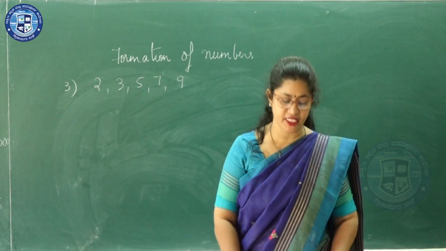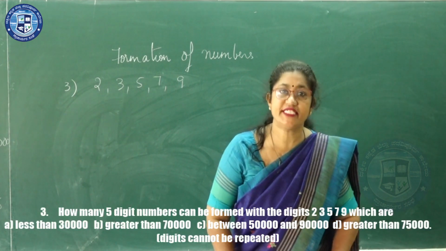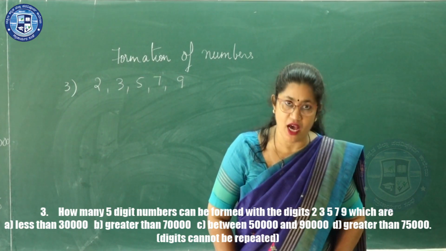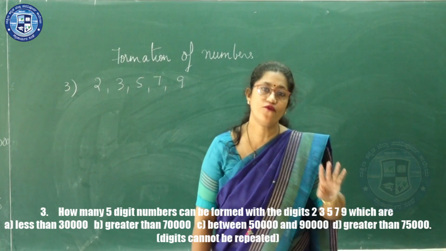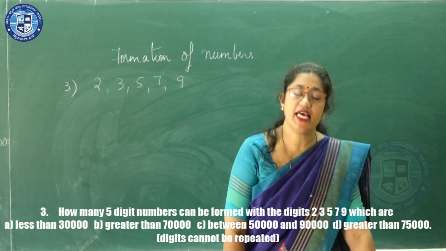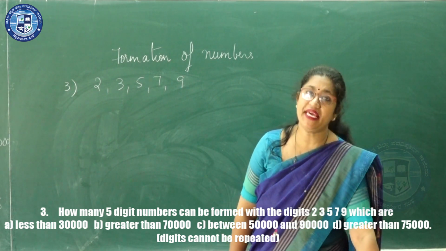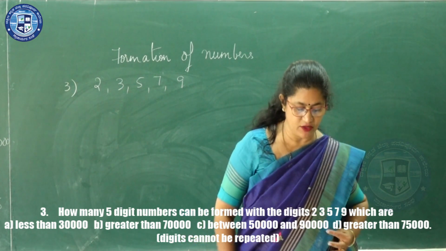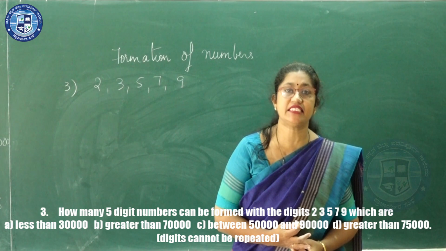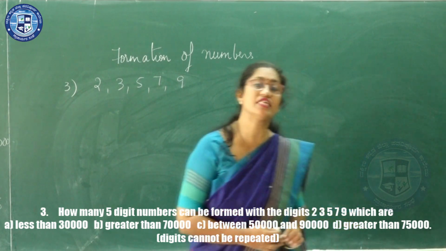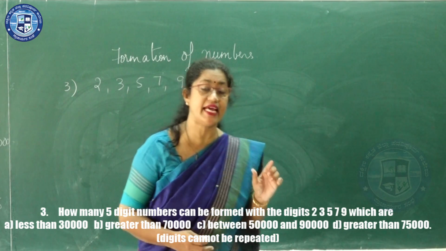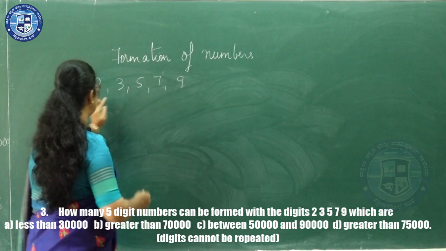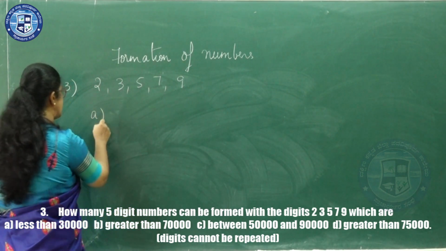Question 3. How many 5-digit numbers can be formed with the digits 2, 3, 5, 7 and 9, which are: A, less than 30,000; B, greater than 70,000; C, between 50,000 and 90,000; and D, greater than 75,000. So we are asked to find 5-digit numbers, and at the end it says digits cannot be repeated. Now I'll come to question A.